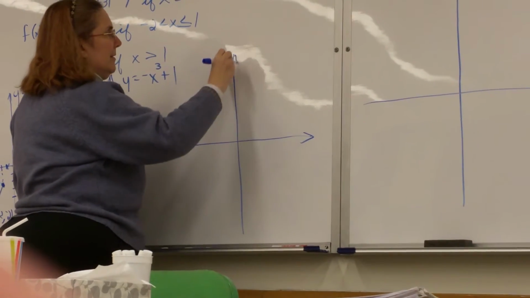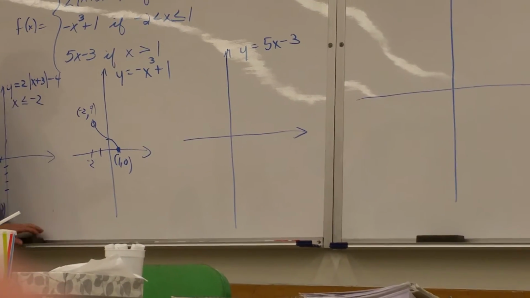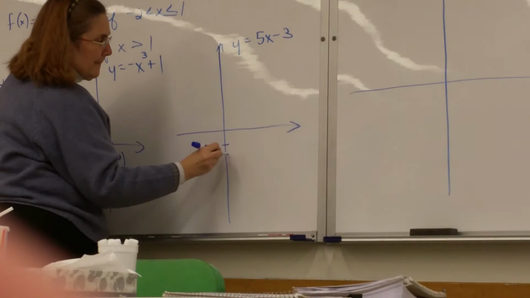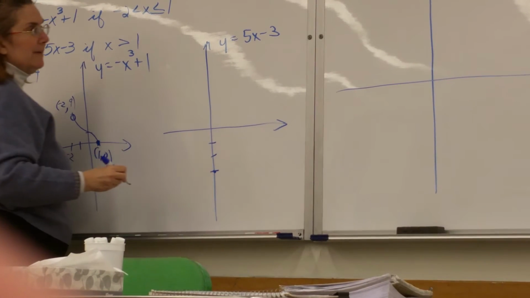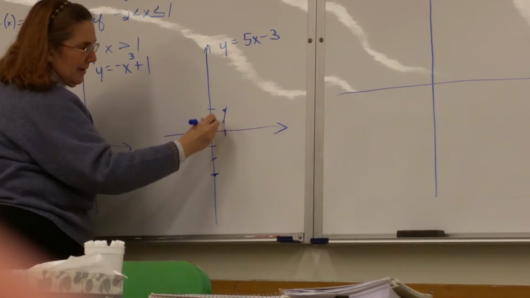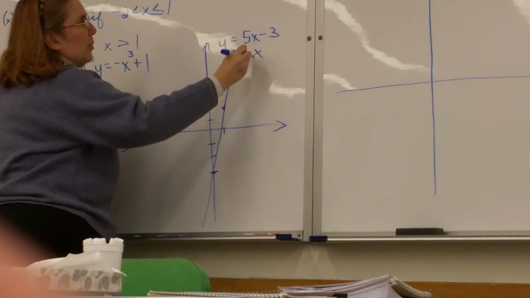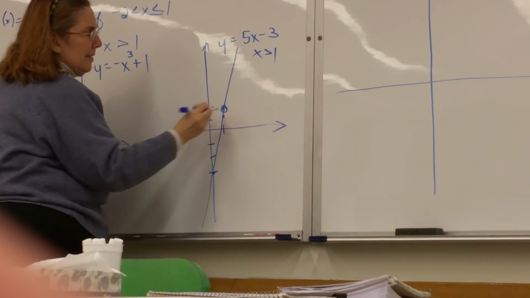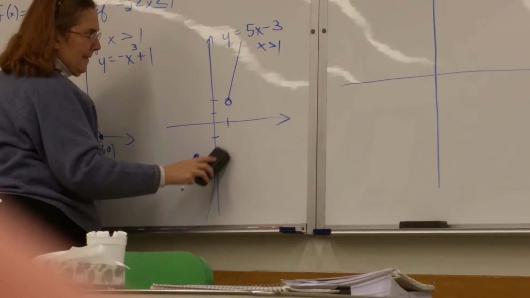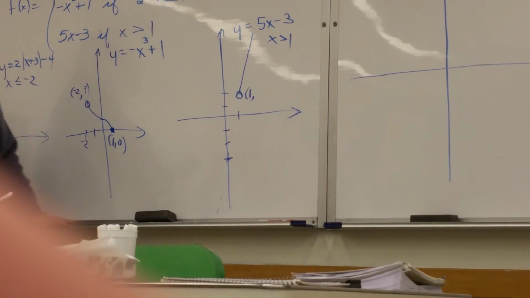Last one. Y equals 5x minus 3. What does that look like? Linear. Line. What's the y-intercept? 0, negative 3. What's the slope? 5, so up 5, right 1. And I want the piece where x is greater than 1. And if I plug in 1 there, what do we get? 1, 2.